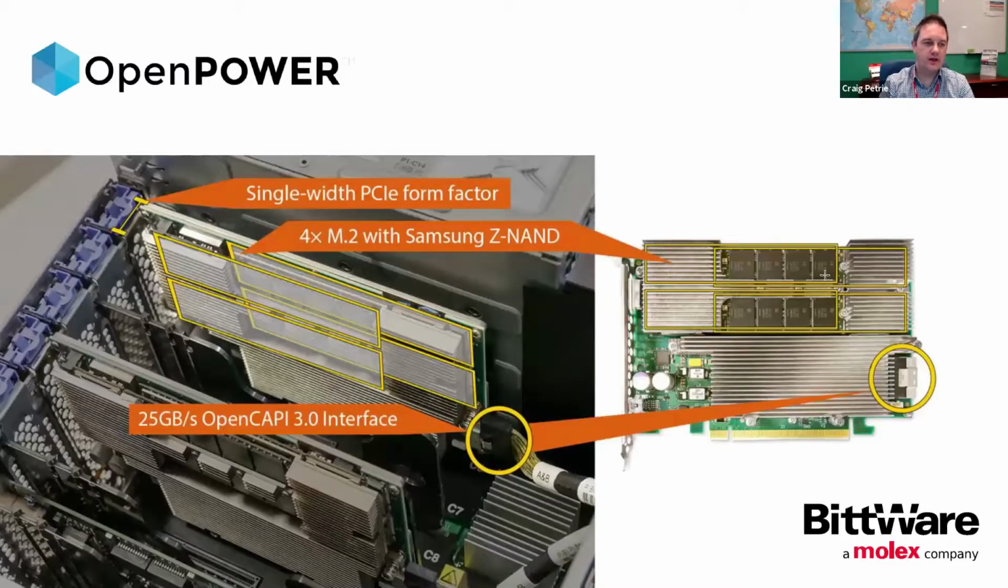And in the image you can see here, this shows a server, which I think is the S924 server, with 2 of the cards populated. I think the server can take up to 4 cards. And of course, there's an OpenCAPI enabled platform here. So we have up to 25 gigabytes per second with OpenCAPI 3.0, which you can clearly see here on the right-hand side of the card connecting into the motherboard.